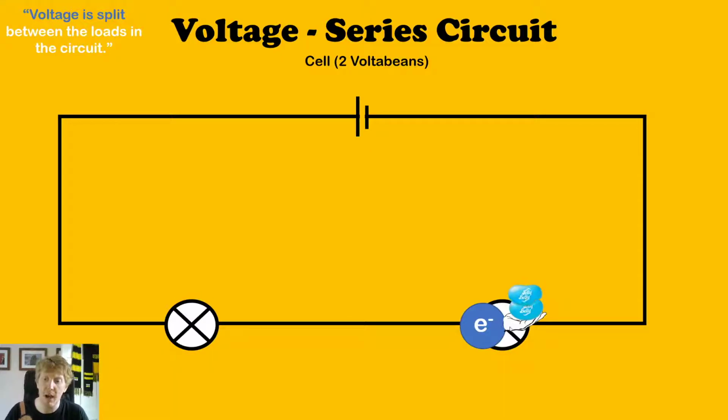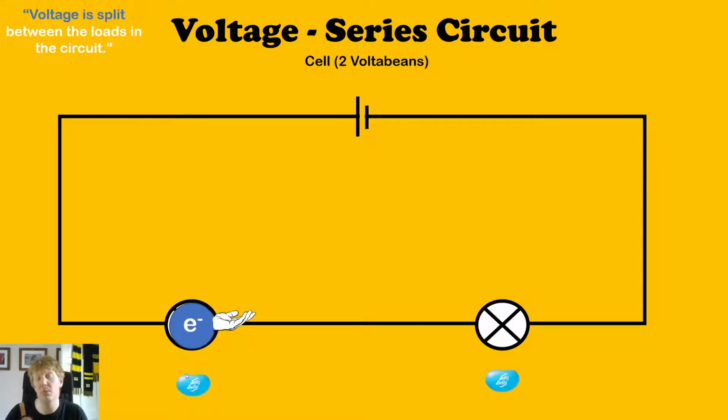It's going to give one of its Volta Beans to this first load. It's then going to move to the second load in the circuit. It's going to give its other Volta Bean to that load, and it is then going to return with no Volta Beans back to the cell to get more energy, basically. And so what you can see is its initial 2 Volta Beans have been split. This load has received 1 Volta Bean, and this load has received 1 Volta Bean as well.